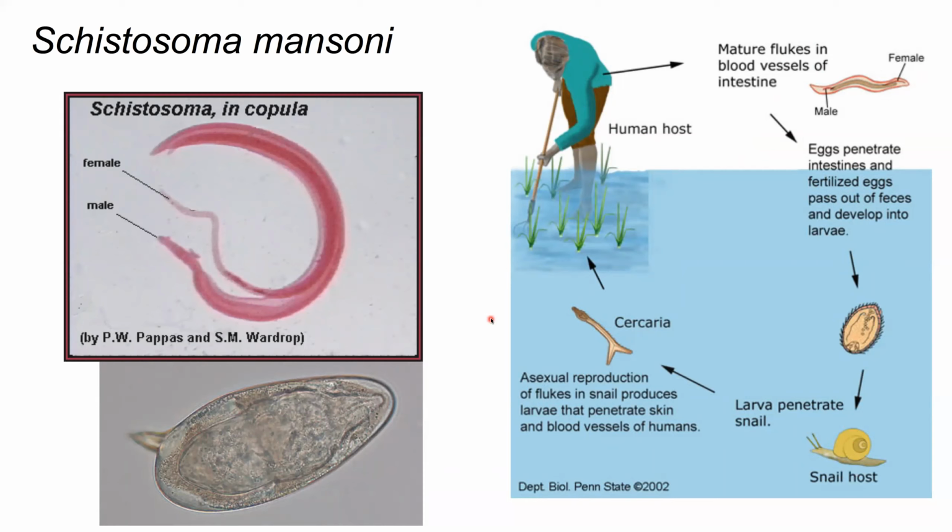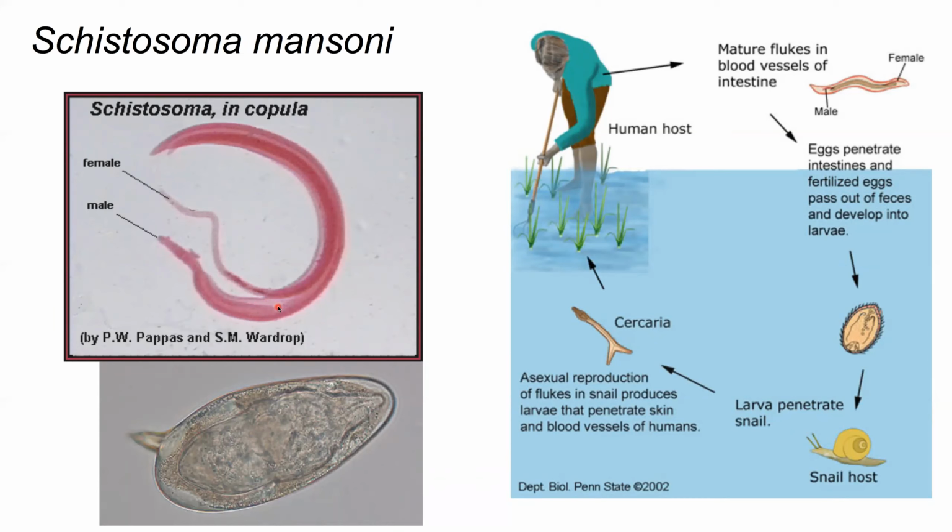For Schistosoma mansoni, you should be able to recognize the egg. It's got this really cool little spike on it. So Schistosoma mansoni eggs are easy to identify. You should be able to recognize the Cercaria as well as the adults. So this is a male and a female schistosoma, and they're flat, but the male is sort of wrapped around the female.